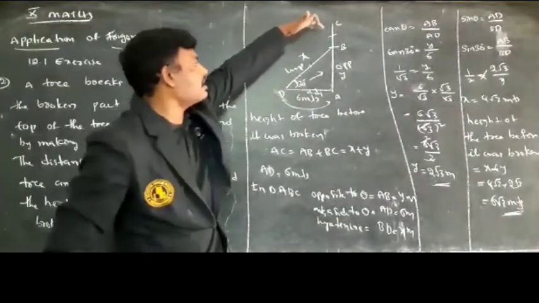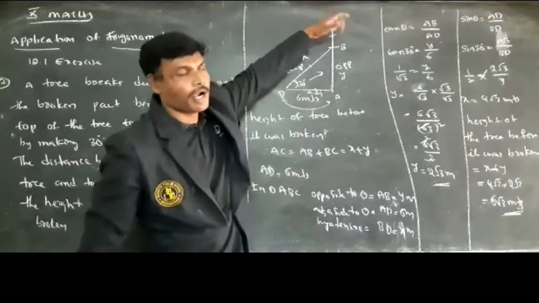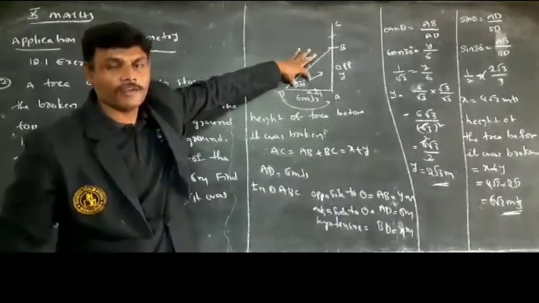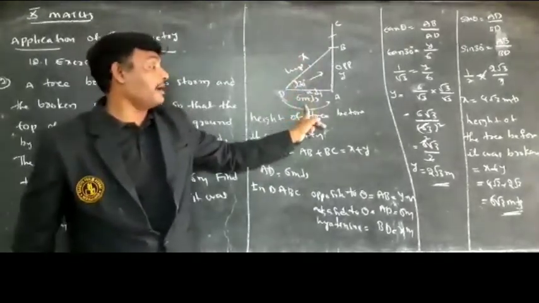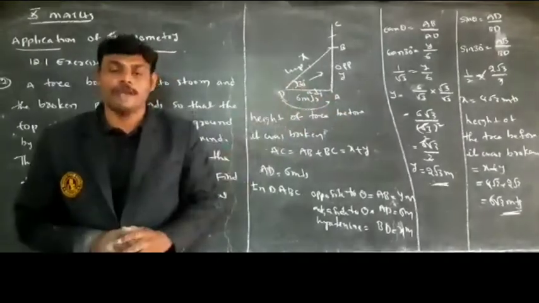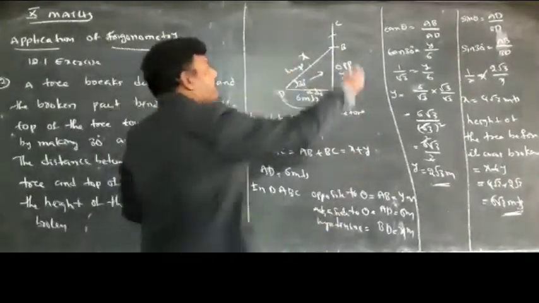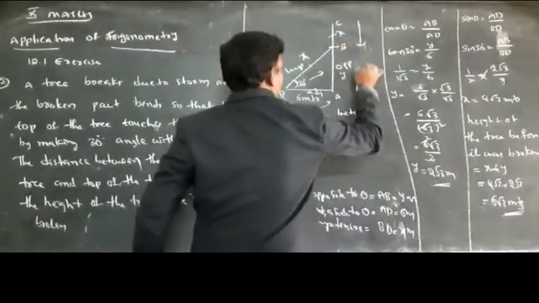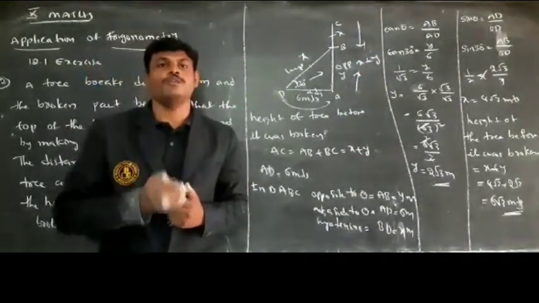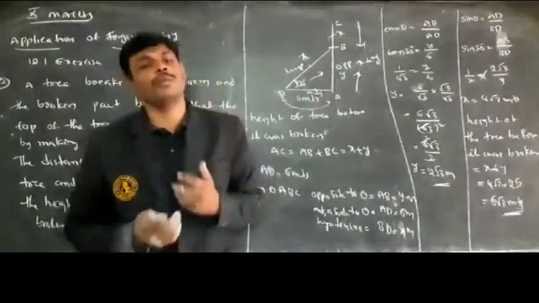Clear? Here is one tree, that is nothing but AC. It breaks due to storm and the top of the tree is falling down. It is making 30 degrees angle of elevation and it maintains a distance from the foot of the tree of 6 meters. Now you have to find the height of the tree before it was broken. That is nothing but X plus Y. So to find the height of the tree before it was broken, you have to find the value of X and also the value of Y. So in this question I used two trigonometric ratios.